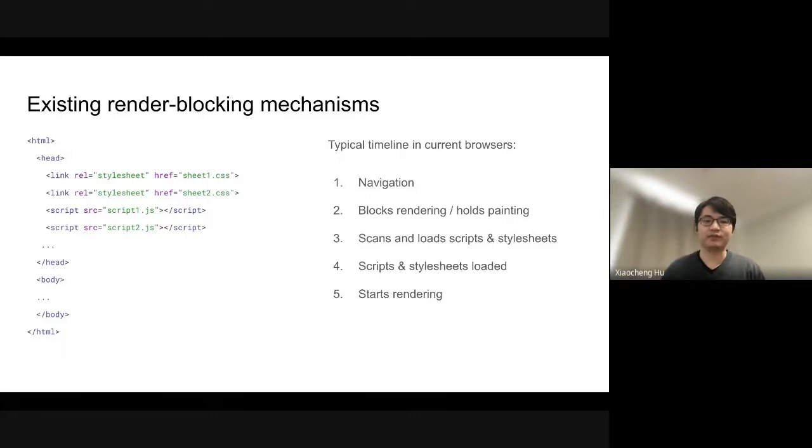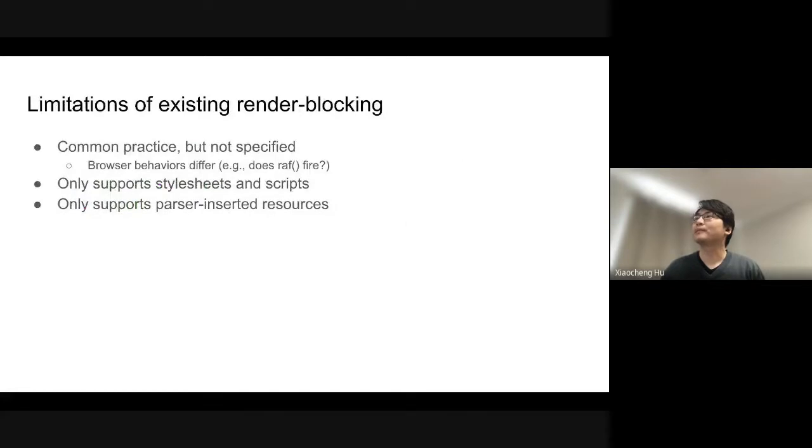While we already have such a render blocking mechanism, it has some limitations. So the first one is just a common practice, but it's not really a well-specified behavior. So browser behaviors actually differ slightly. For example, while rendering is blocked, does request animation frame callback fire? It's actually a good question because if we check the HTML spec, it says this callback fires only when we are rendering. But yeah, we don't have the spec of what's render blocking.